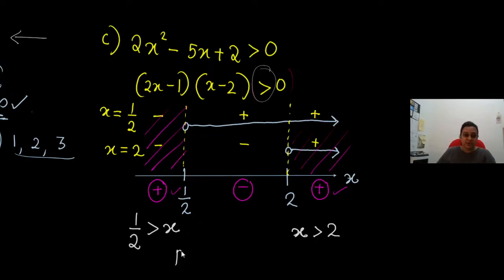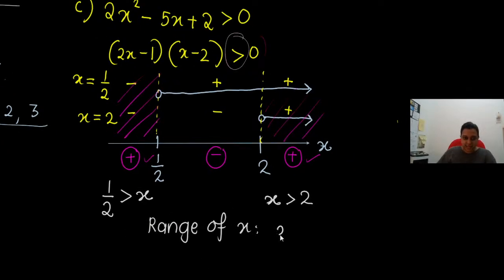Then you rewrite your answer. Range of x will be like this: x smaller than 1/2. Just copy this. Teacher is just copying this back, I'm not changing anything. How do you say this? x is smaller than 1/2, right? So I'm just copying it back like that only, so you don't get confused thinking teacher is changing the sign. No, just copying back only. Okay, x is smaller than 1/2 or x is bigger than 2.